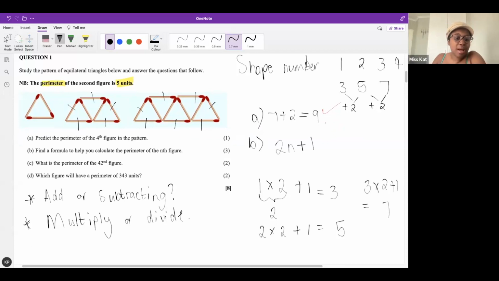And if multiplying and dividing doesn't work, you have to try squaring, cubing, and rooting. Okay, so that's how you solve through observation.